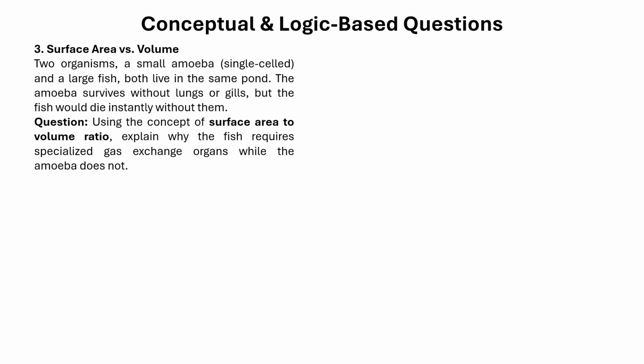The next question is about the concept of surface area to volume ratio. The case is two organisms: a small amoeba, which is a single-celled organism, and a large fish, which is a multicellular organism. Remember this concept, single-celled and multicellular. Both organisms live in the same pond. The amoeba survives without lungs or gills, but the fish would die instantly if it did not have lungs or gills. The question is, using the concept of surface area to volume ratio, explain why the fish requires specialized gas exchange organs while the amoeba does not.